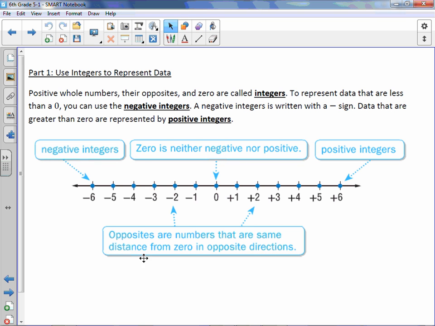Numbers that are the same distance from 0 in opposite directions are called opposite numbers. Okay, so -2 is the same distance away from 0 as +2.